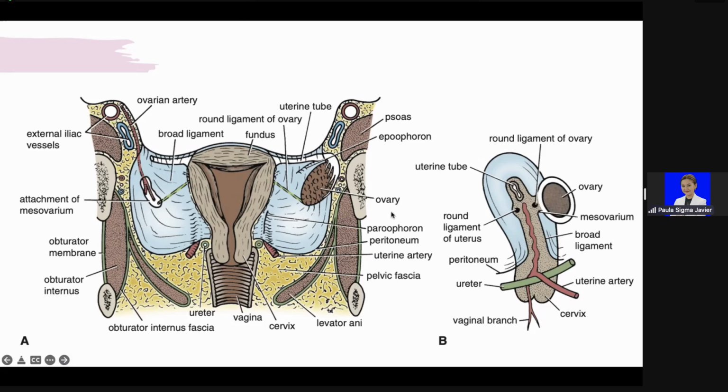Okay. So what else? So here we have, on lateral view, the round ligament is more visible. And also here we will see the round ligament of the uterus. Okay. Also here we see the ureter, which is crossed by your uterine artery.